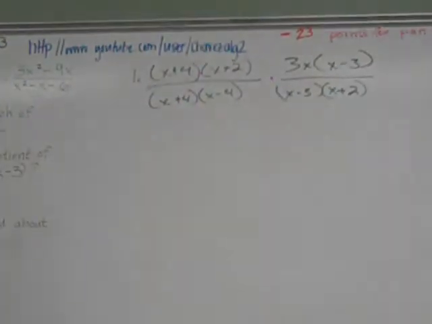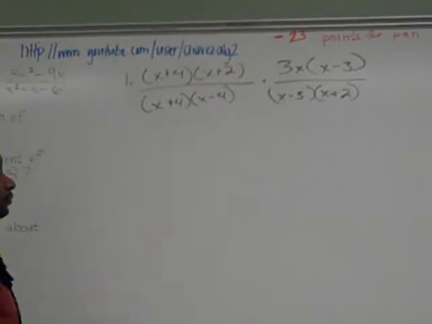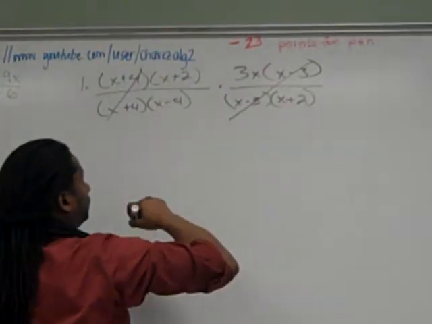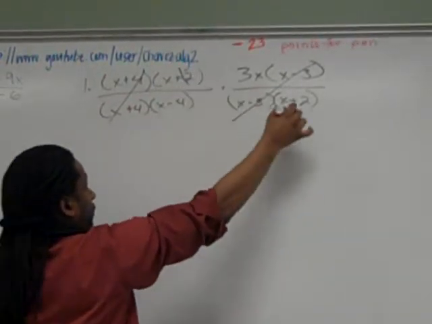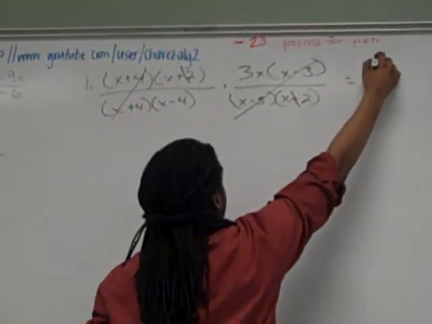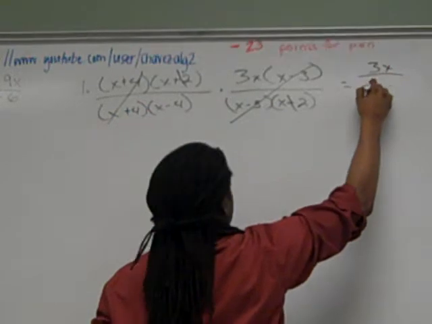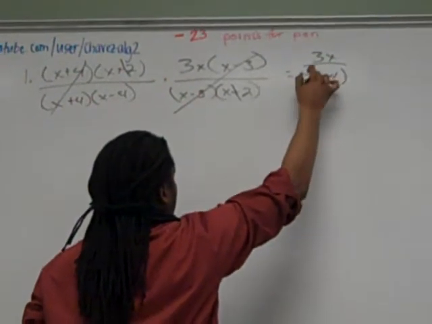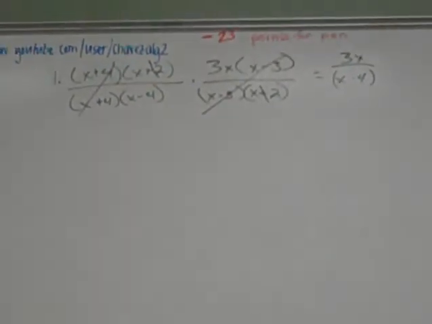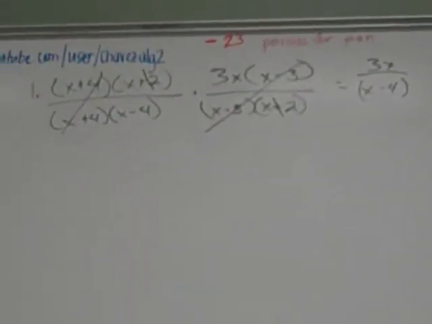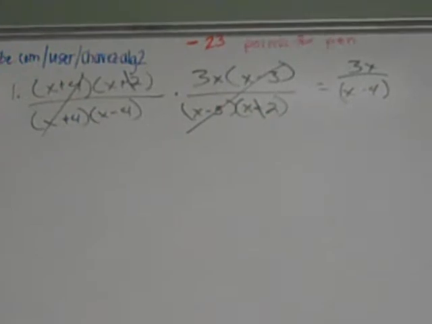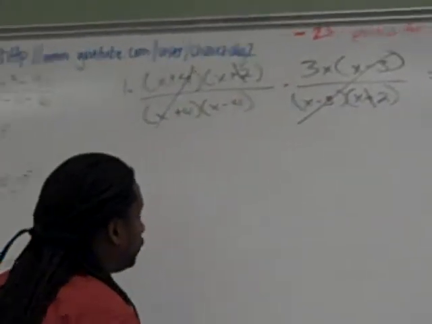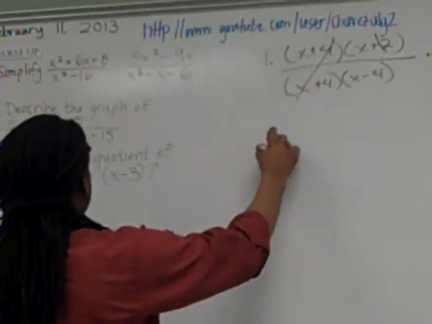Very good. Now, what cancels out? X plus 4. X minus 3. X plus 2. Very good. And what's left? 3x over x minus 2. Yep. Very good. Any questions going once? Any questions going twice? Okay. Next one. Not all of you got this, so please pay attention.